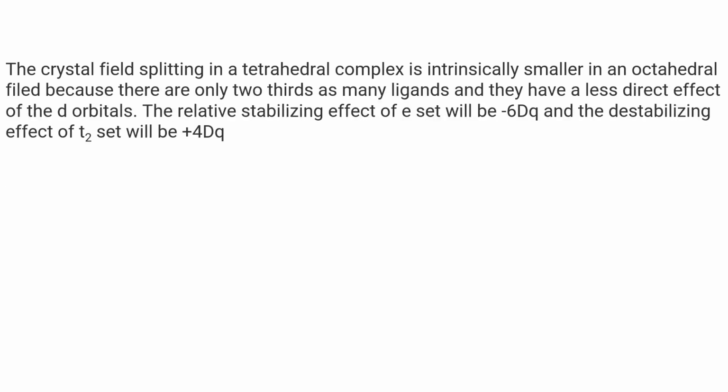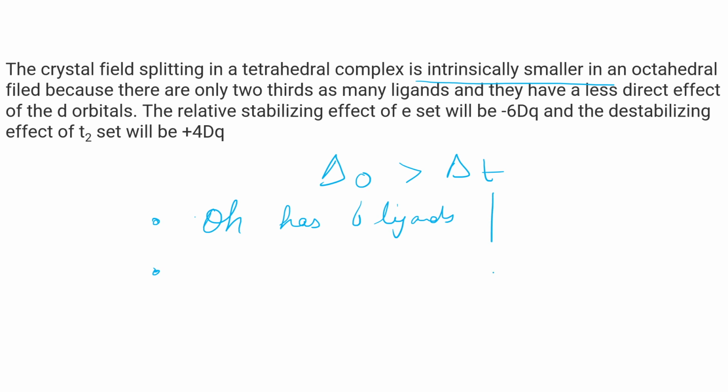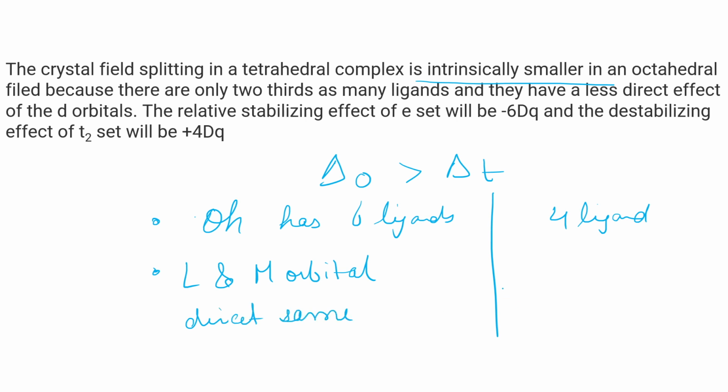Coming to the crystal field splitting, in tetrahedral complexes it is intrinsically smaller. Why is delta O greater than delta T? Two reasons. One, octahedral has 6 ligands, while here 4 ligands are there, so repulsion is less. The other reason is that the ligand and metal orbital directions are not exactly the same.